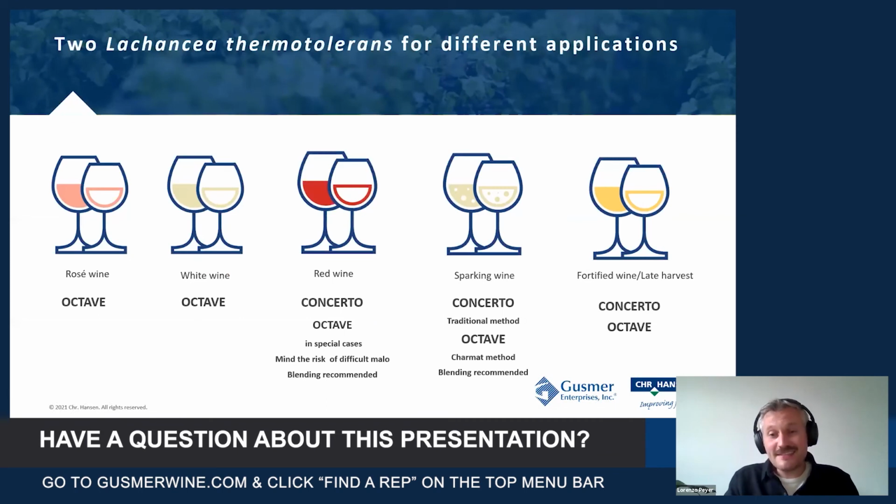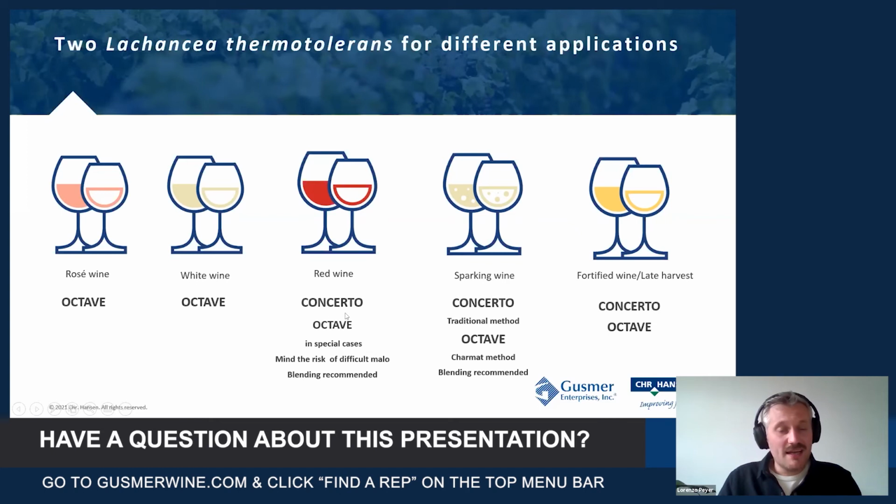And clearly this can be very relevant for especially wineries that have an issue with regularly occurring spontaneous malolactic fermentation. But that's also the reason why, to a certain extent, we identify Octave to be most suited for rosé and white wines, because of this inhibition of malolactic fermentation, but also because the flavor activity is actually more suited to these styles.